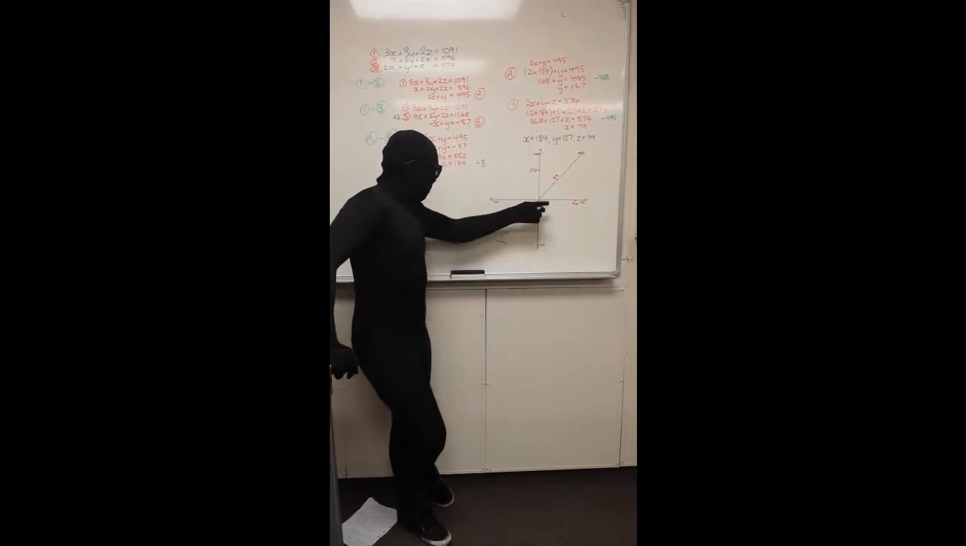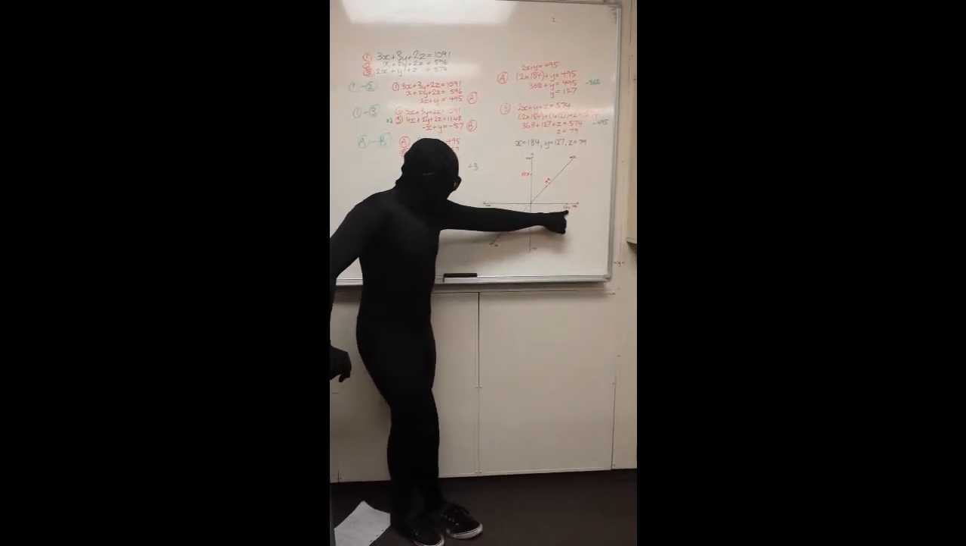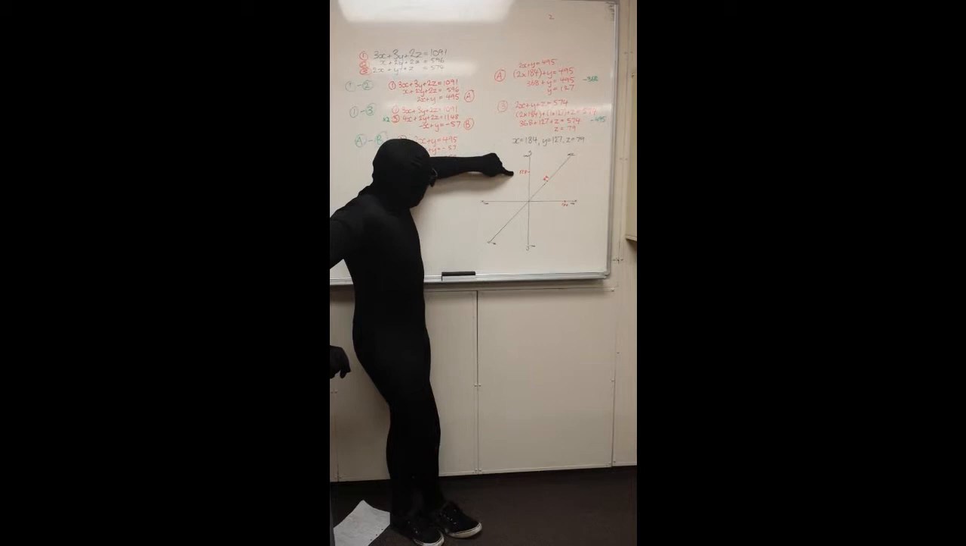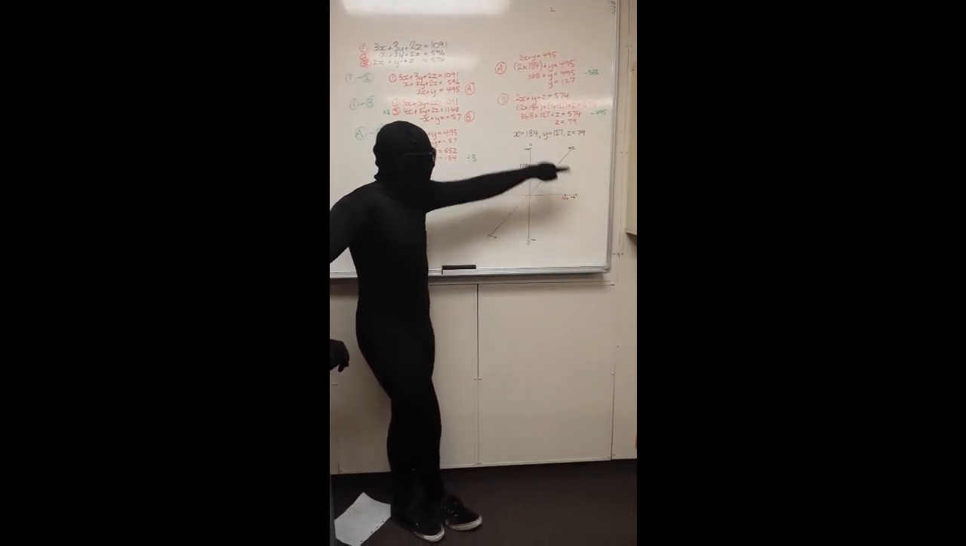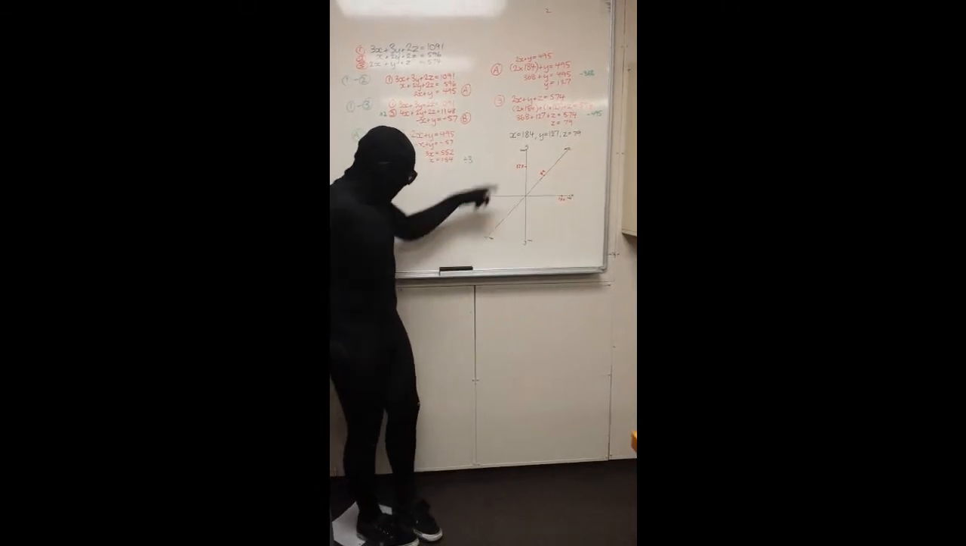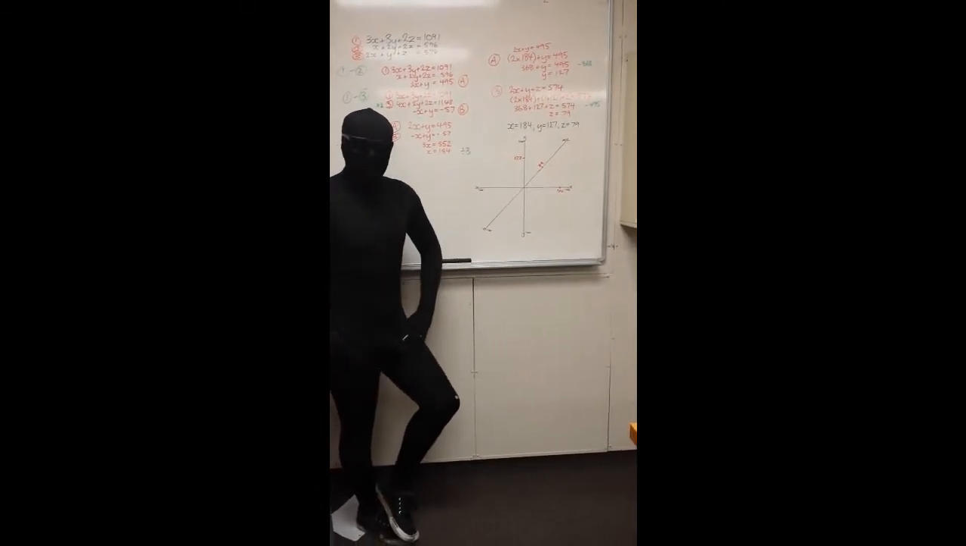So now you just plot points, and you've got 184 x, and you've got 127 y and 79 z, and you just make a kind of 3D image in between them, and you're sorted.